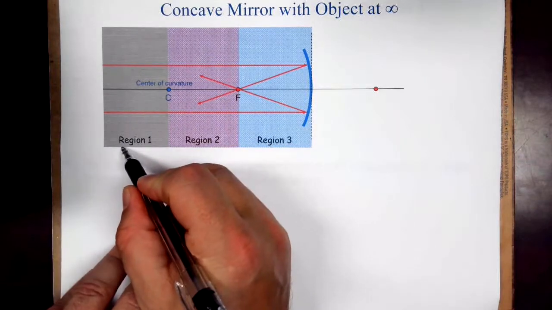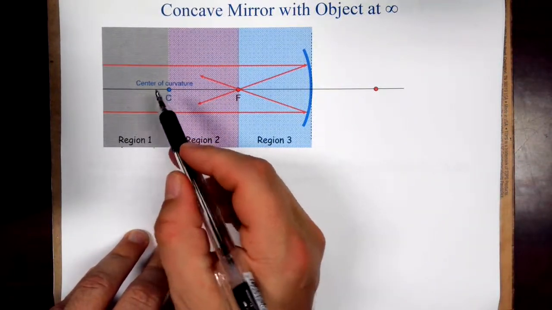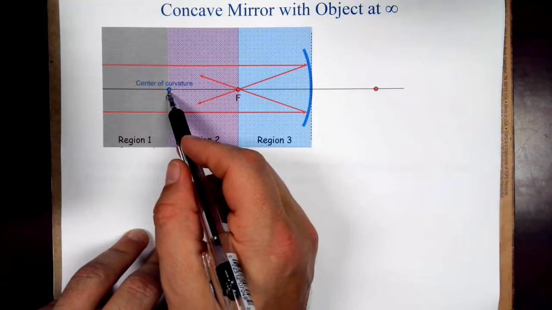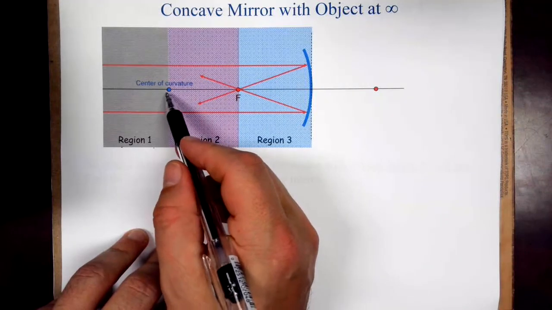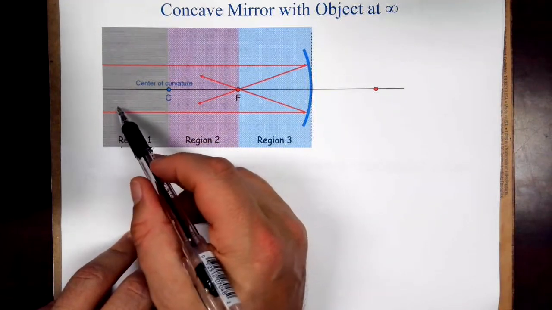So we have region 1. Region 1 is the point past the center point. Remember, the center point is the center of the spherical mirror, so this corresponds to the radius of the spherical mirror. If we're past that, that's called region 1.